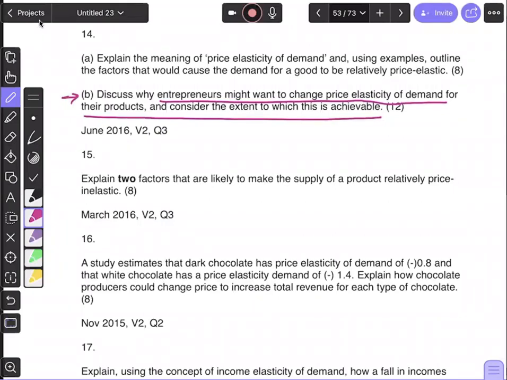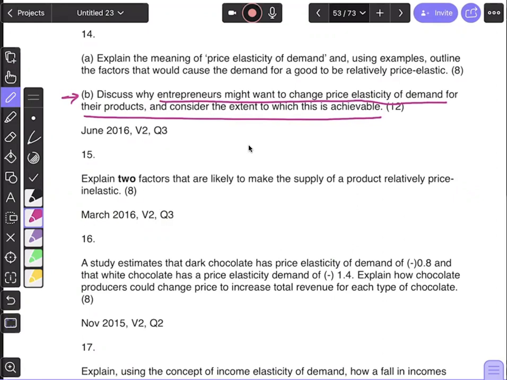So when you say inelastic, what about competition? Like to be more competitive? To be more competitive. So what would you want to have then? You want to make the good more inelastic or elastic? Inelastic. Like if it's inelastic, then the quantity demanded won't change.